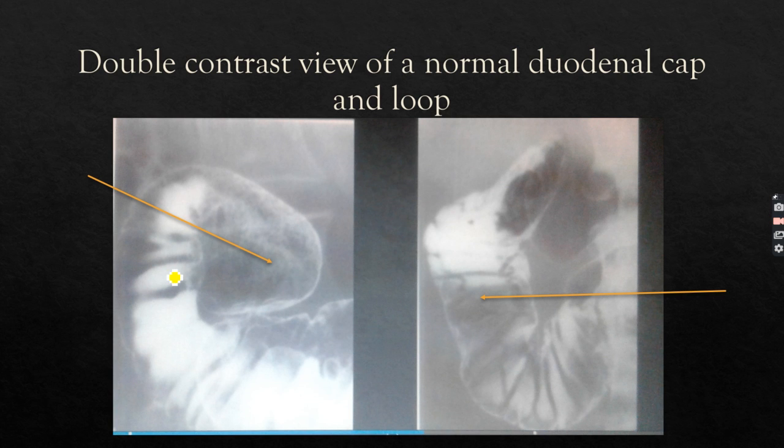This is the view showing double contrast view of a normal duodenal cap. This is the normal duodenal cap. Normal duodenum looks like this on barium meal. And this is the duodenal C loop, right? Can you appreciate this C loop? Okay, yes. This is the duodenal C loop.